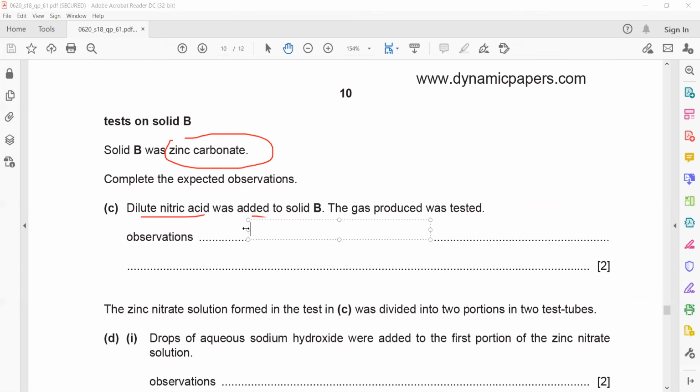First we'll observe fizzing or bubbles, effervescence, and then the gas is tested with lime water, which will turn milky or cloudy.